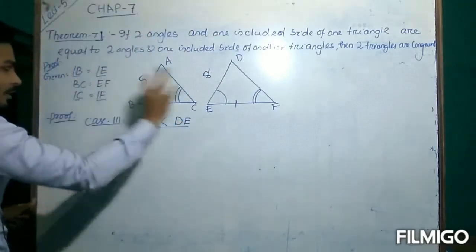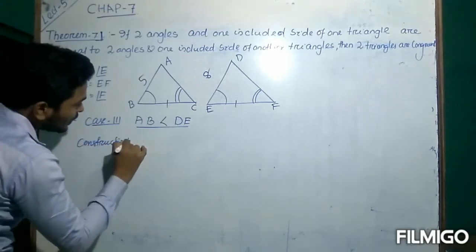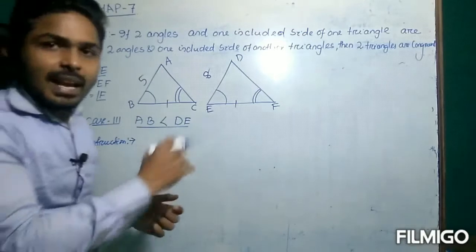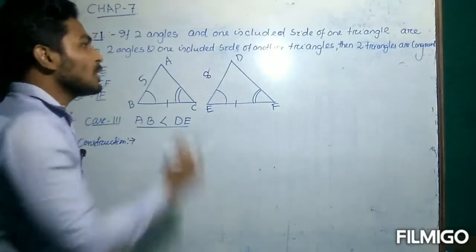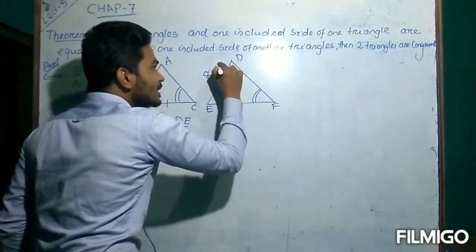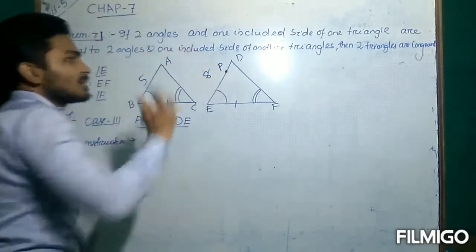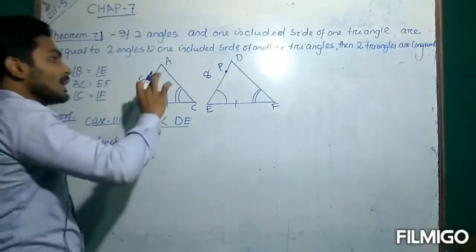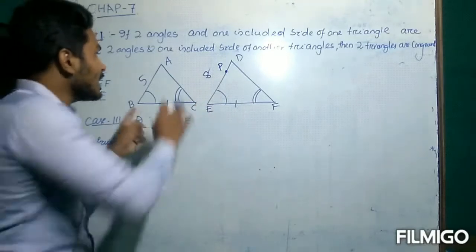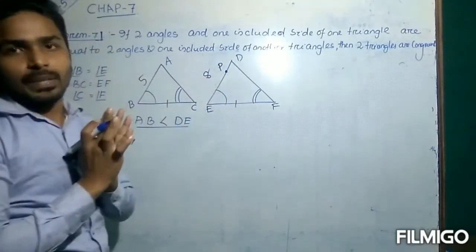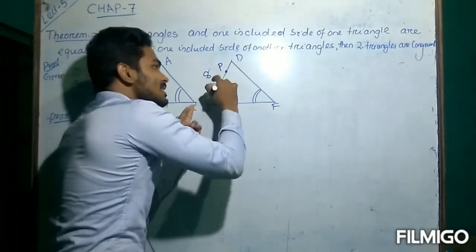How? Let's see. For this, we need to construct something. What is the construction here? We need to construct as in condition 2. Since AB is less than DE, we have to choose a point P on DE so that this distance is equal to this distance. Again, we have to take a point P on the side DE so that PE is equal to AB. Clear? Since this distance is equal to that distance, it means this distance is 5.